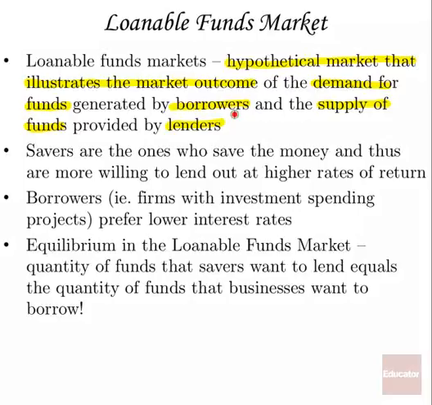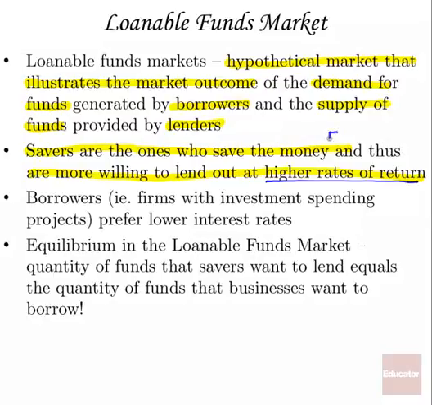Keep in mind, there are two groups of people. There are the savers, people that save the money, and therefore they're the ones that supply the loanable funds. And there are the borrowers, those that have the demand for the loanable funds, and therefore they're the ones that take out the loan. So savers are the ones who save the money and thus are more willing to lend out at higher rates of return. Again, that's the key here. So let's highlight this point: at higher rates of return.